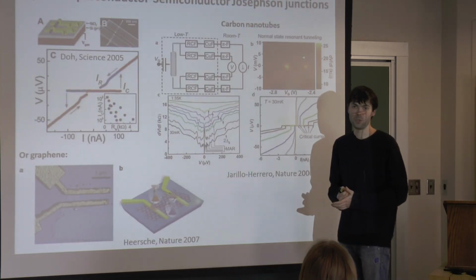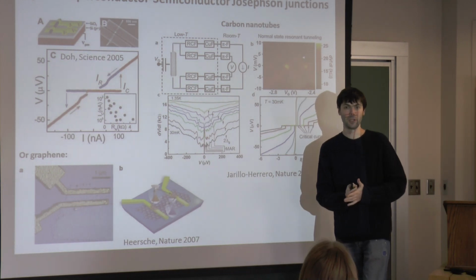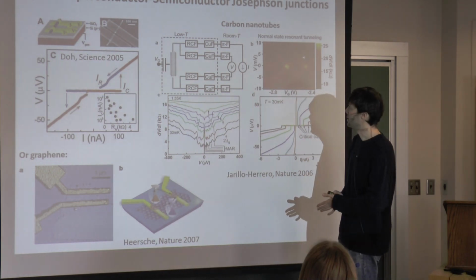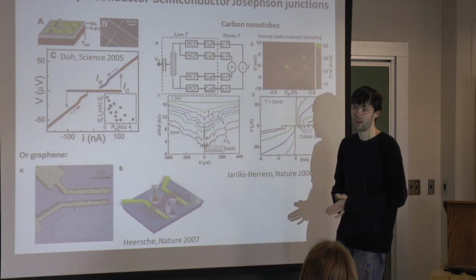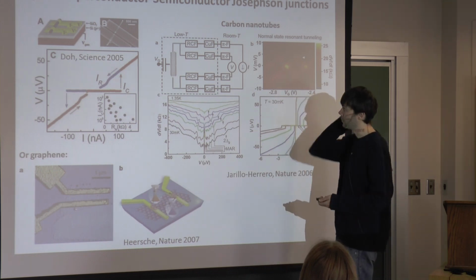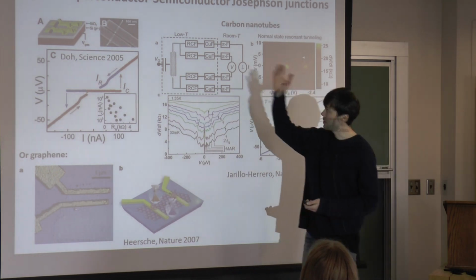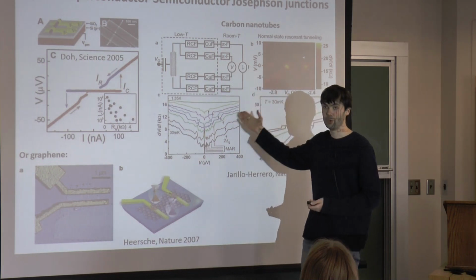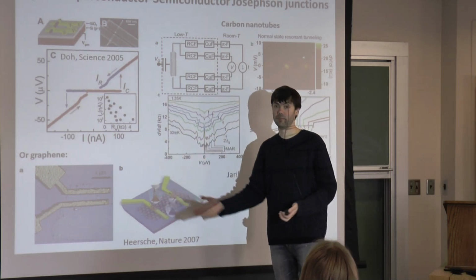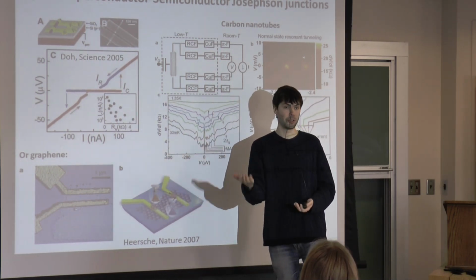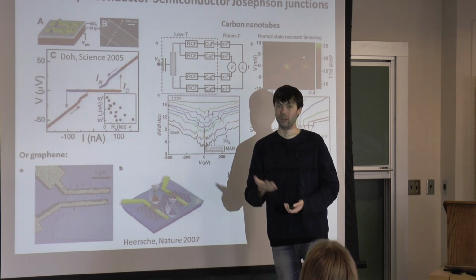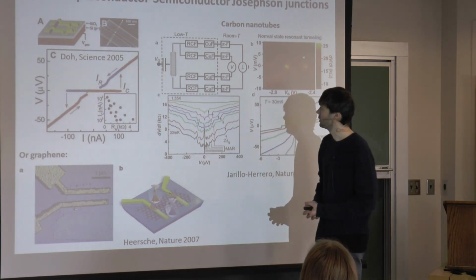Here's something you should be able to relate to, because I've been talking about these materials for a large fraction of the course. Josephson junctions based on semiconductor nanowires, carbon nanotubes, graphene, etc. Also many new materials like topological insulators, oxide interfaces, etc.